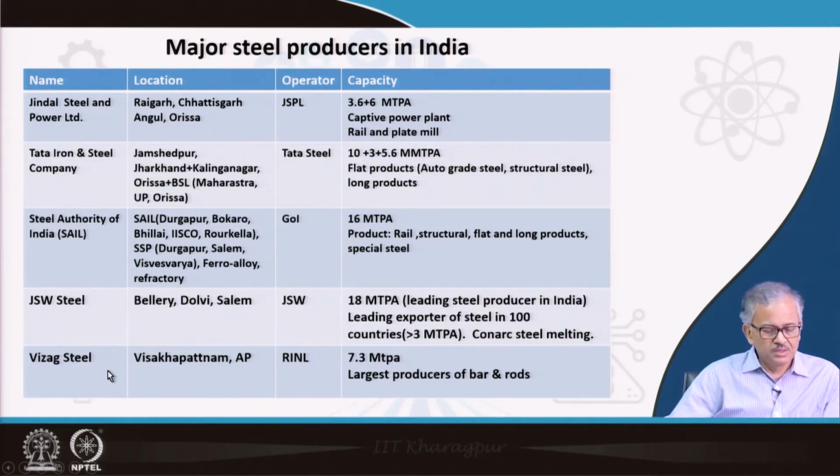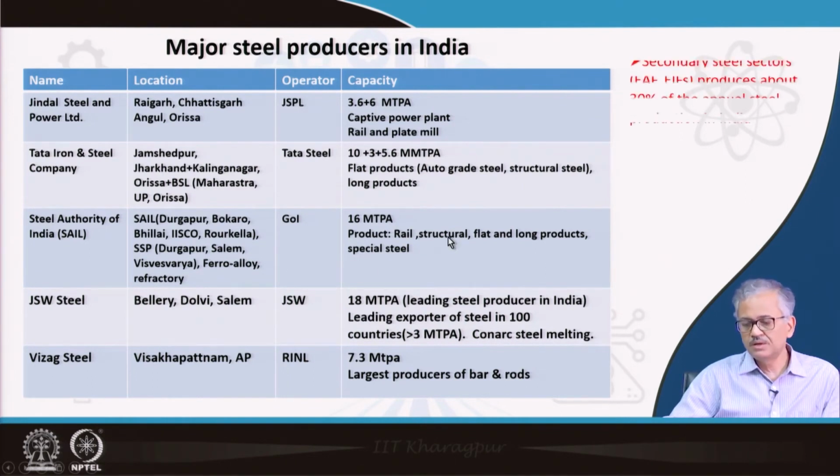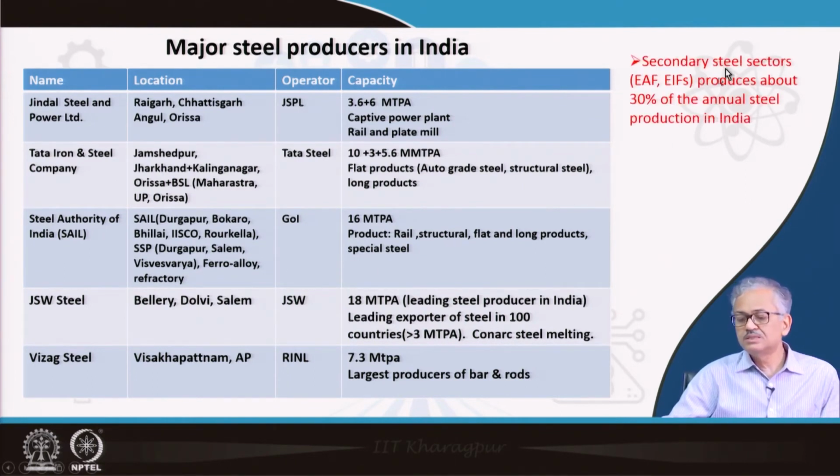And then the Vizag steel plant, as I said, came around the 70s to 80s. Visakhapatnam Steel Plant, called Rashtriya Ispat Nigam Limited, has a capacity of around 7.3 million ton per annum and is the largest producer of bars and rods. So these are basically the major steel producers in India.